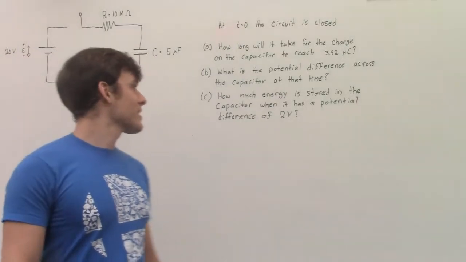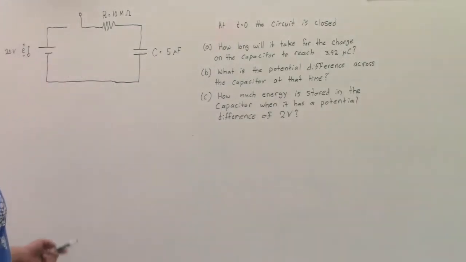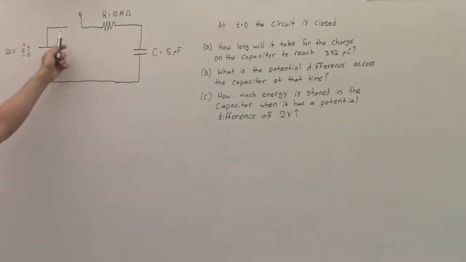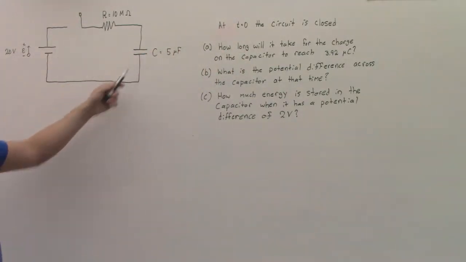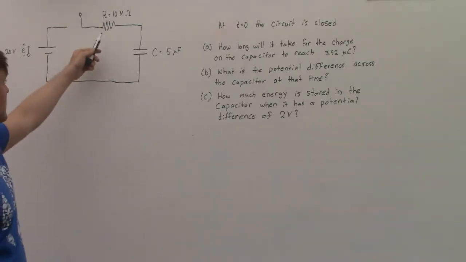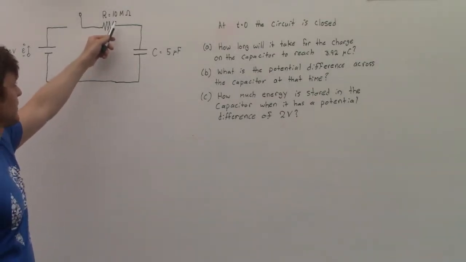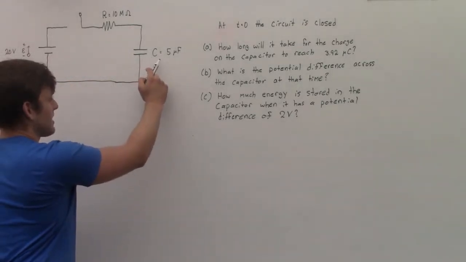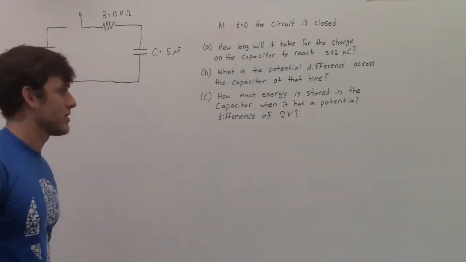Okay, so here we have an RC circuit, and at t equals 0, this circuit is closed, and it's going to charge this capacitor over here. The battery holds an EMF of 20 volts. Here we have a resistor of 10 mega ohms and a capacitor of capacitance 5 microfarads.